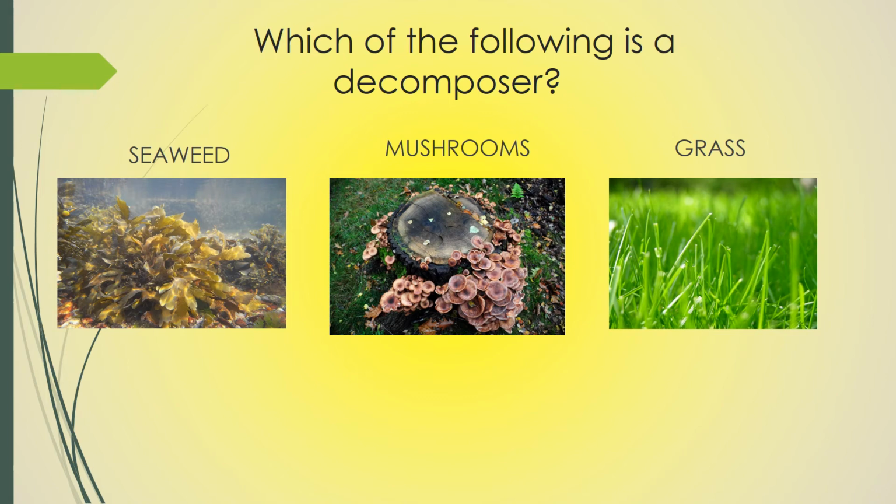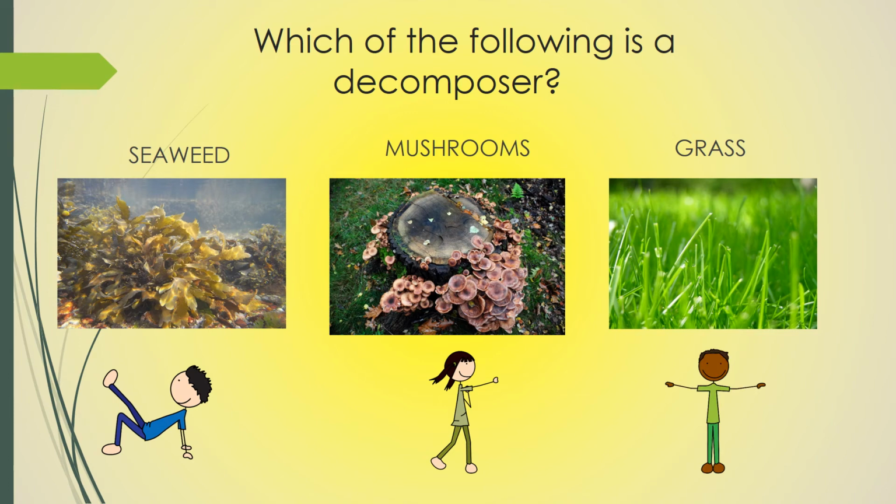Which of the following is a decomposer? Is it seaweed, mushrooms, or grass? If you think the decomposer is seaweed, you're going to do crab kicks. If you think the decomposer is mushrooms, you're going to do sky punches. And if you think the decomposer is grass, you're going to do arm circles. Ready? Go. The answer is mushroom. The other two choices are producers.